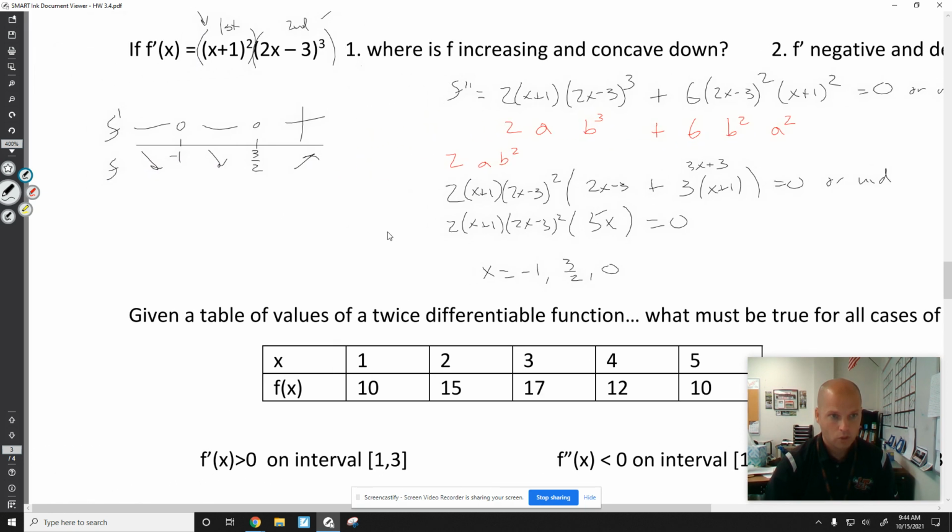Okay, so over here, I have -1 still. I have 3/2 still. Line them up, but I also have 0 because of the 5x.